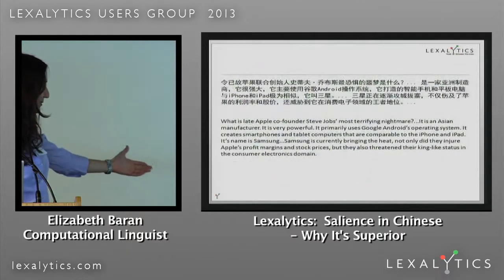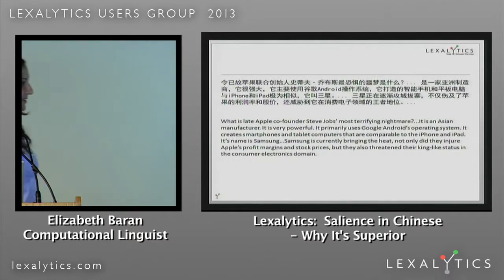Here's a summary. So what is late Apple co-founder Steve Jobs' most terrifying nightmare? It's an Asian manufacturer. It's very powerful. This is where we split it up into a lot more sentences, and it primarily uses Google Android's operating system, blah, blah, blah. So it's Samsung. So themes.